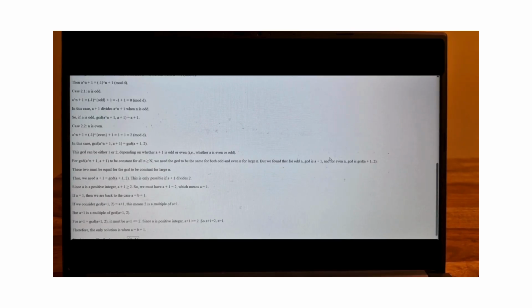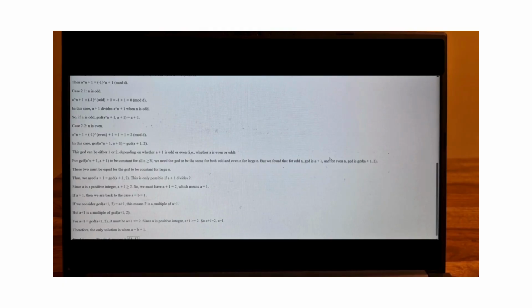a^n + 1 is congruent to (minus 1)^odd + 1, which is congruent to minus 1 plus 1, which is congruent to 0 modulo d. In this case, a + 1 divides a^n + 1 when n is odd. So, if n is odd, the greatest common divisor of a^n + 1 and a + 1 equals a + 1.